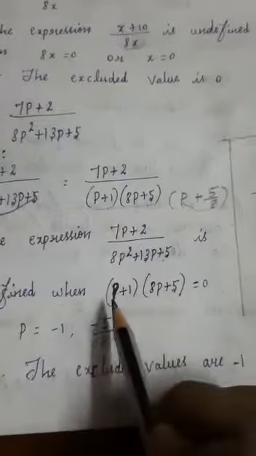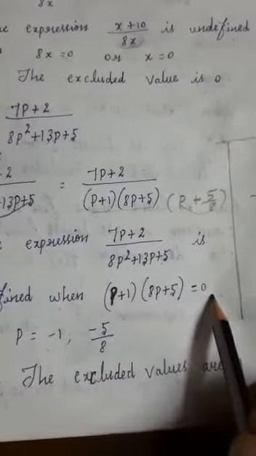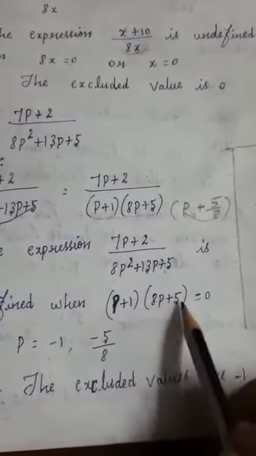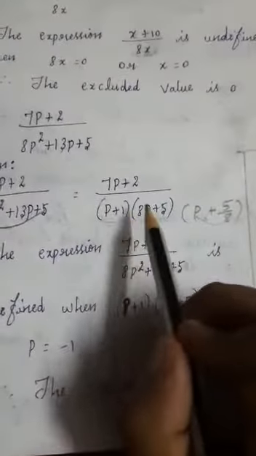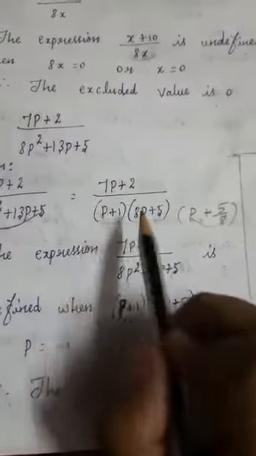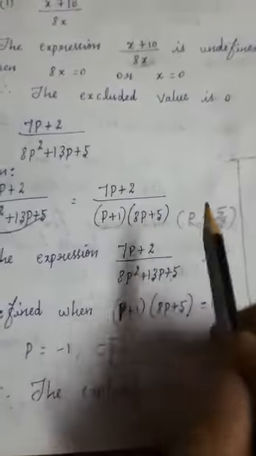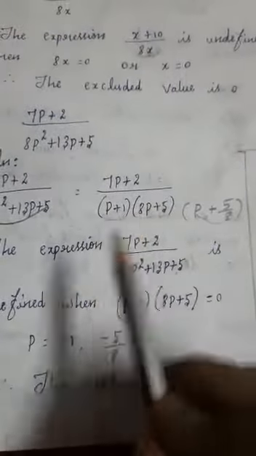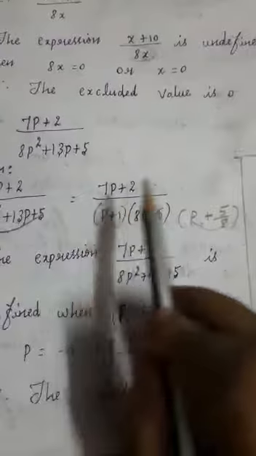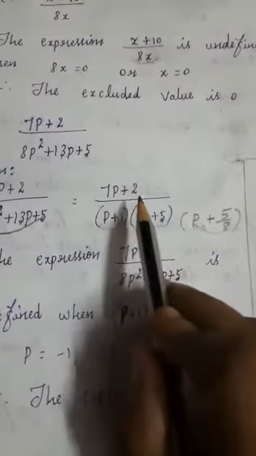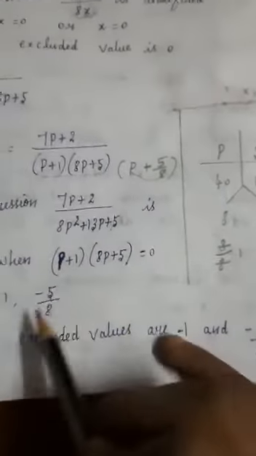p plus 1 is equal to 0 means p is equal to minus 1. This is one value. The next one, 8p plus 5 is equal to 0. Then how can we find the p value? 8p is equal to minus 5, p is equal to minus 5 by 8. So if you apply these two values here, it will become 0. Whichever value, while applying, makes the denominator 0, that value is called an excluded value. So if you apply minus 1 and minus 5 by 8 in the denominator, it will become 0, so you can say that it is undefined. So these two values are called excluded values. So the excluded values are minus 1 and minus 5 by 8.